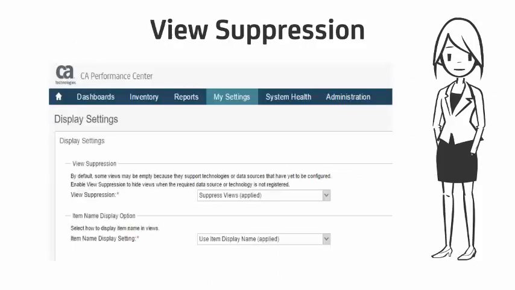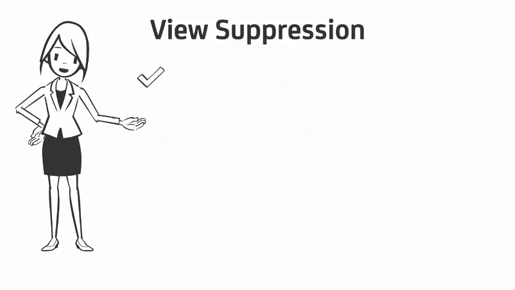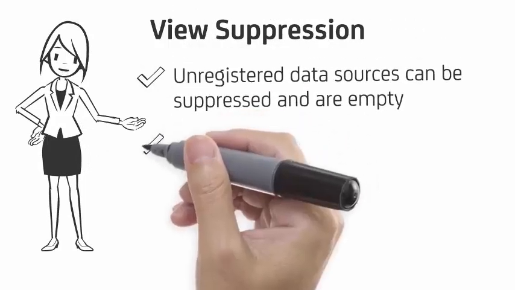CA Performance Management comes with many out-of-the-box dashboards that look at different technologies. Some dashboards may have data that is not being collected. For example, a dashboard that has SNMP and CA Spectrum data but does not have a CA Spectrum data source. Views containing unregistered data sources are always empty and can be suppressed.